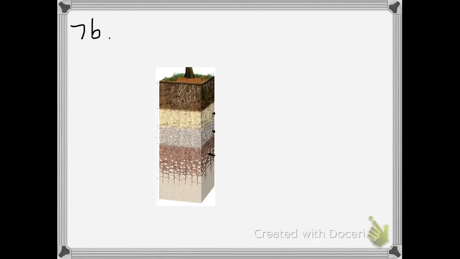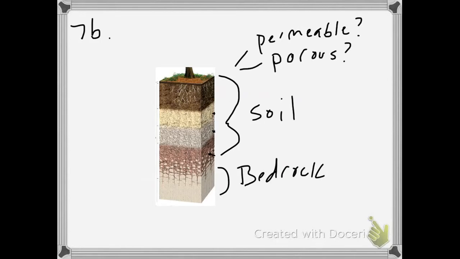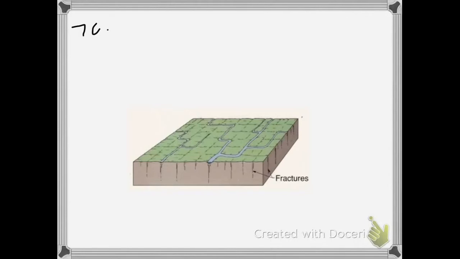So now we have a soil profile from Chapter 5, and this is soil at the top and, of course, bedrock down below. So talk to me about its permeability characteristics. Is a soil permeable? Yes. Is it porous? Can it hold water? Yes. Okay, and that's the answer to that question. It can hold water, so I guess you might consider it part of the groundwater system in some places.